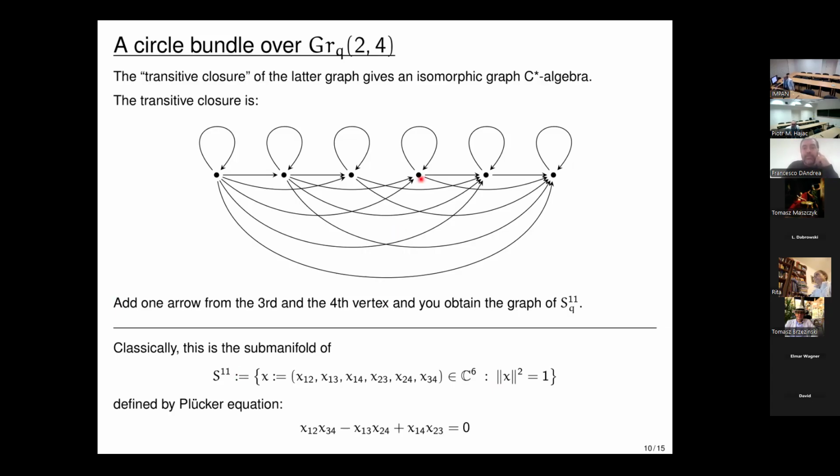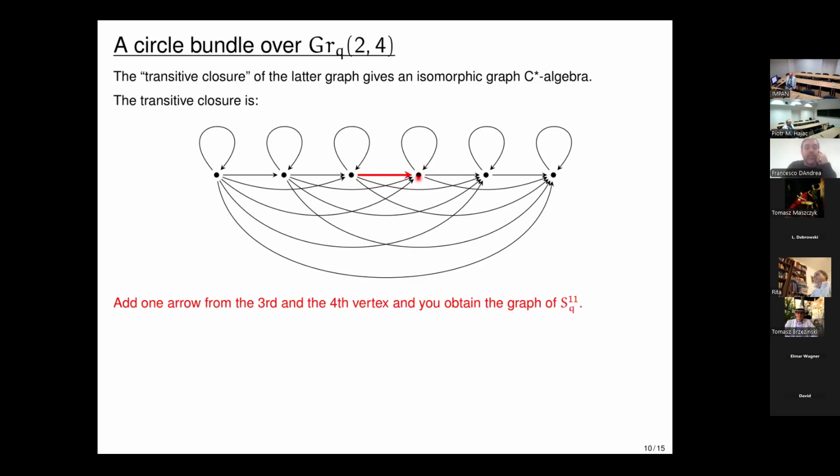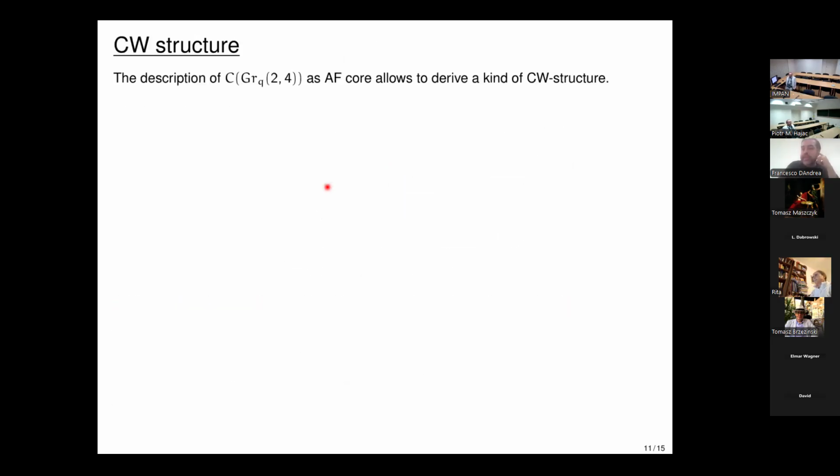So classically, this total space is described by a C*-algebra, which is a quotient of the C*-algebra of S^11, the 11-dimensional sphere. In the quantum case, this is not true. You don't get a quotient of the algebra of S^11_q, because when you remove this arrow from the graph C*-algebra of S^11_q, this is in some sense not an admissible operation on the graph. It does not induce in any obvious way a star homomorphism, but okay. This was just a comment to relate this construction with the classical case.